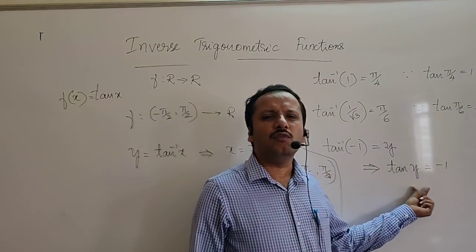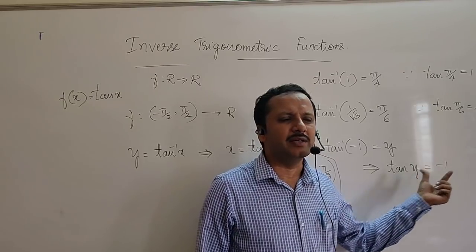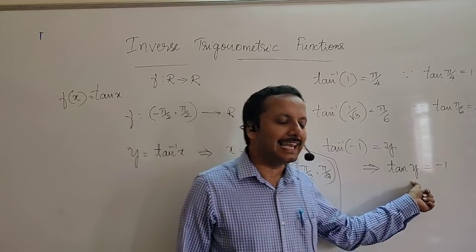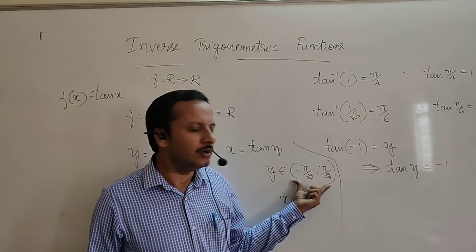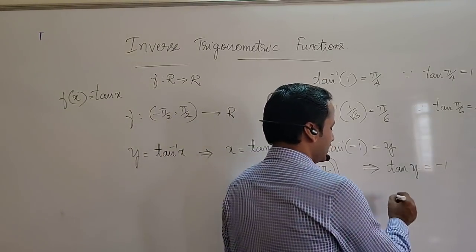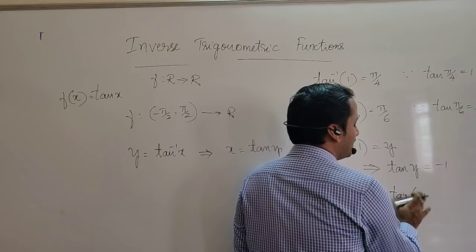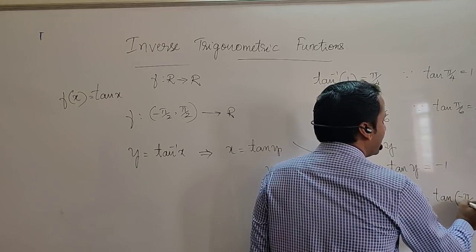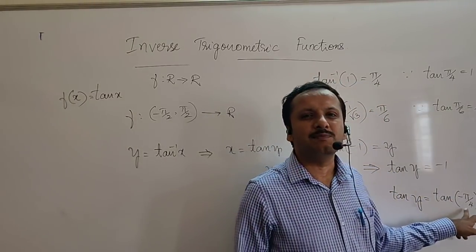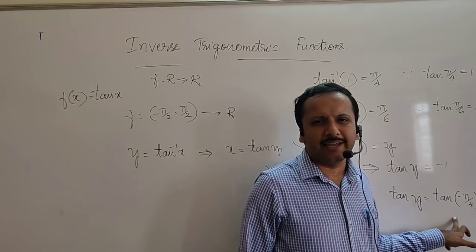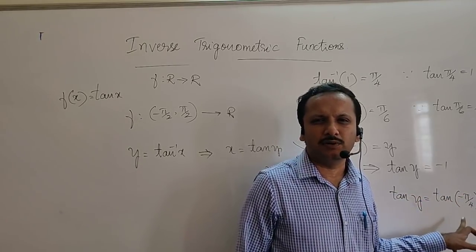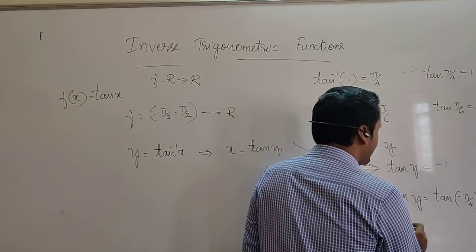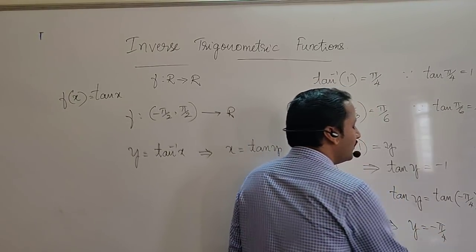Now I have to choose some value for y such that tan y becomes minus 1. While doing so, I have to ensure that this y lies in the interval minus pi by 2 to pi by 2. Tan y is equal to minus 1, so I can write it as tan of minus pi by 4. As you know, tan of minus pi by 4 is equal to minus tan pi by 4, which means tan of minus theta is equal to minus tan theta. That will give you minus 1. So this suggests that y is equal to minus pi by 4.